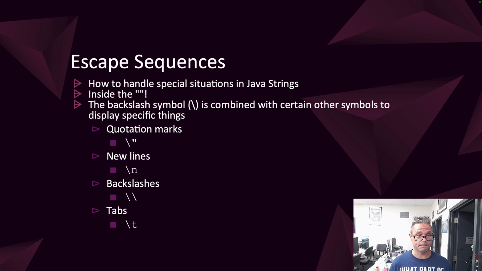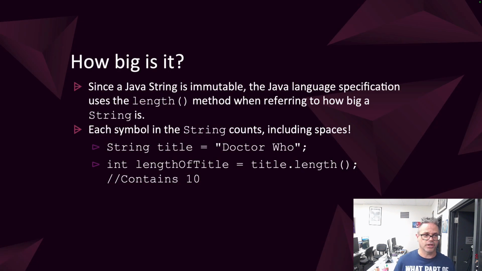How big is a string? Because string is immutable, you can't change it. The Java language specification uses the word length for that. Specifically, we use the length method. And so each symbol in that string counts, including spaces. So if a string title is Doctor Who, and the length of title is title.length(), that is going to be 10 because you have D-O-C-T-O-R, space, W-H-O.